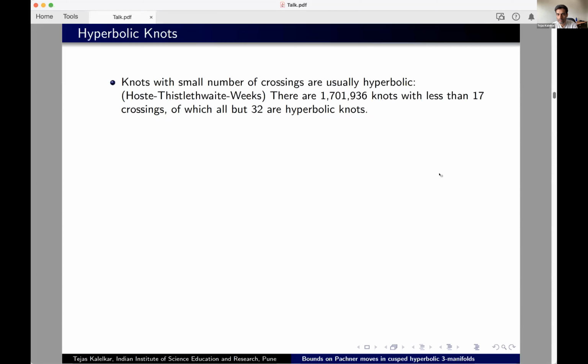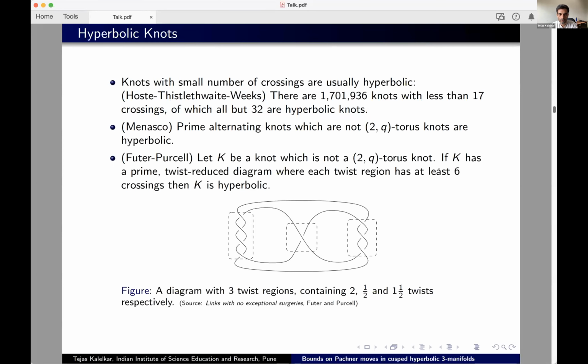That's kind of just a general rule that I'm saying. And then, of course, the theorem by Menasco says that if you have a prime alternating knot which is not a 2-braid torus knot, then it must be hyperbolic. And then a more recent result by Futer and Purcell says that if K is a knot which is not a 2-braid torus knot, and if K has a prime twist-reduced diagram where each twist region has at least 6 crossings, then the knot is hyperbolic.